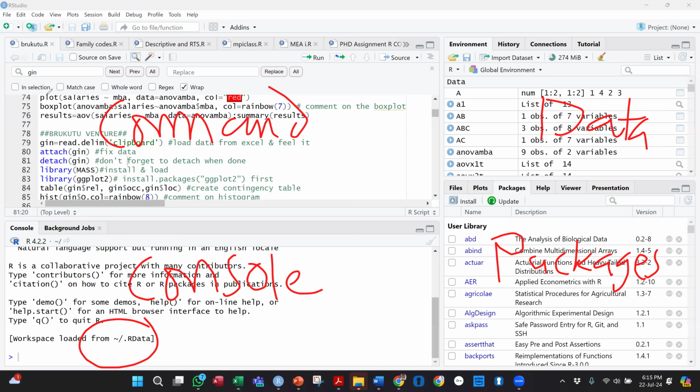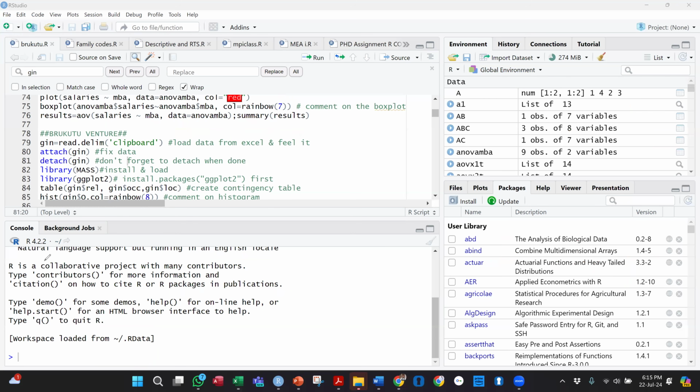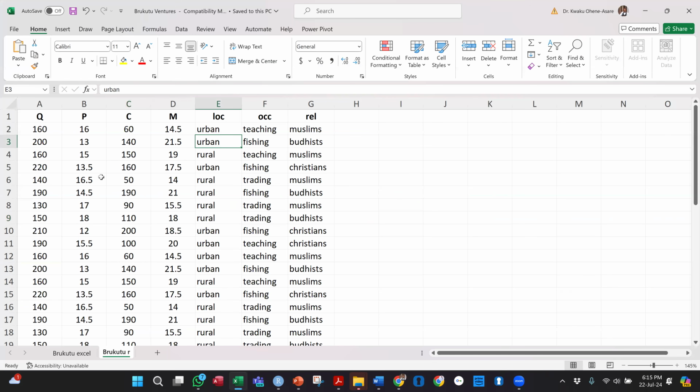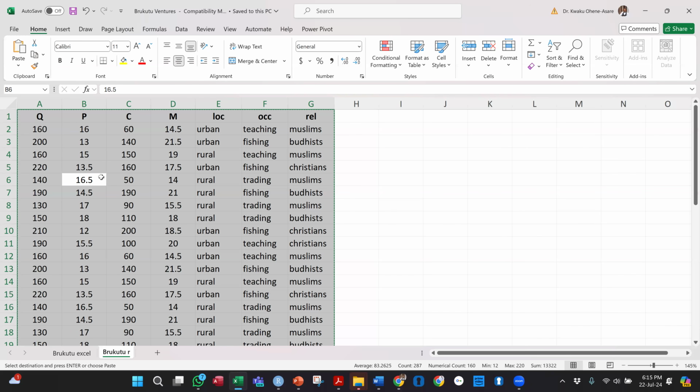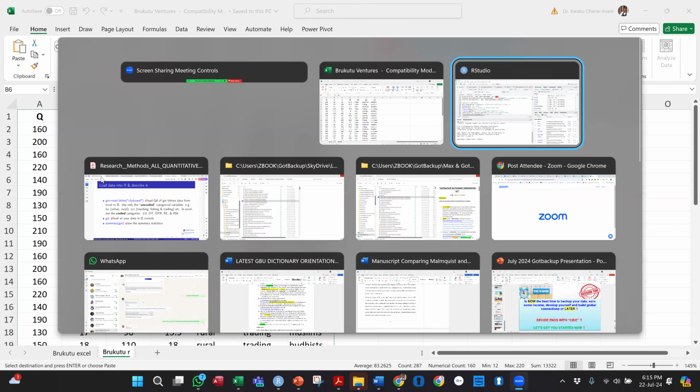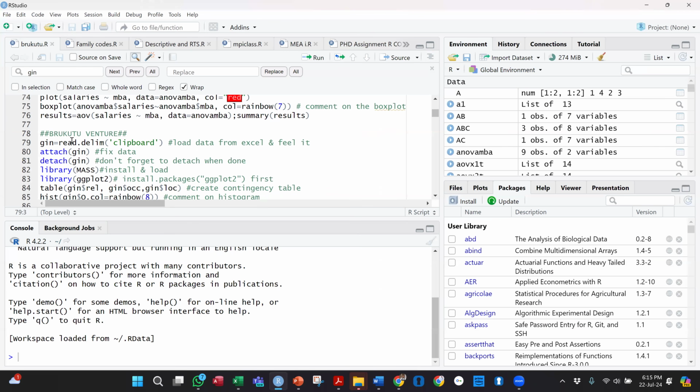So the first thing we want to do is to take the data from the Excel to the R. So to do that, you go to the Excel. This is the Excel data. You click anywhere inside the data, do Control A to highlight, Control C to copy. Do that and do that fast along with me. Okay. And then you come to your R Studio.